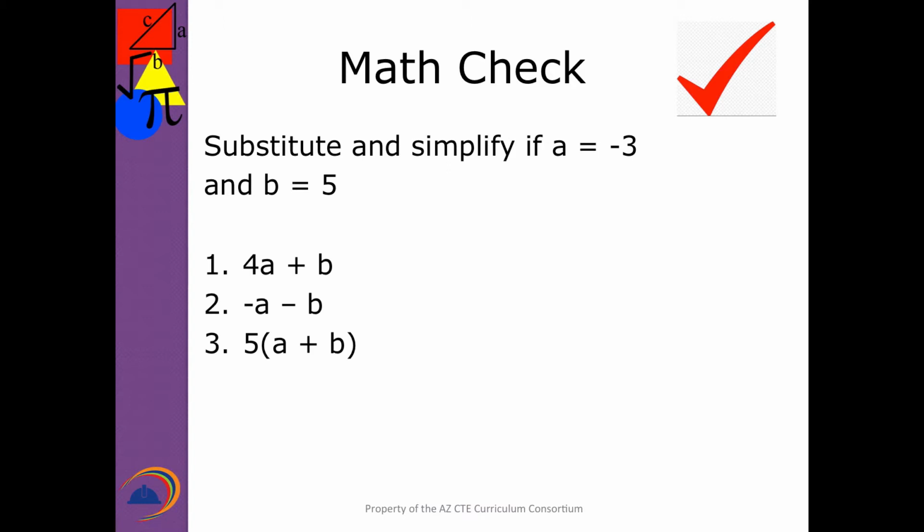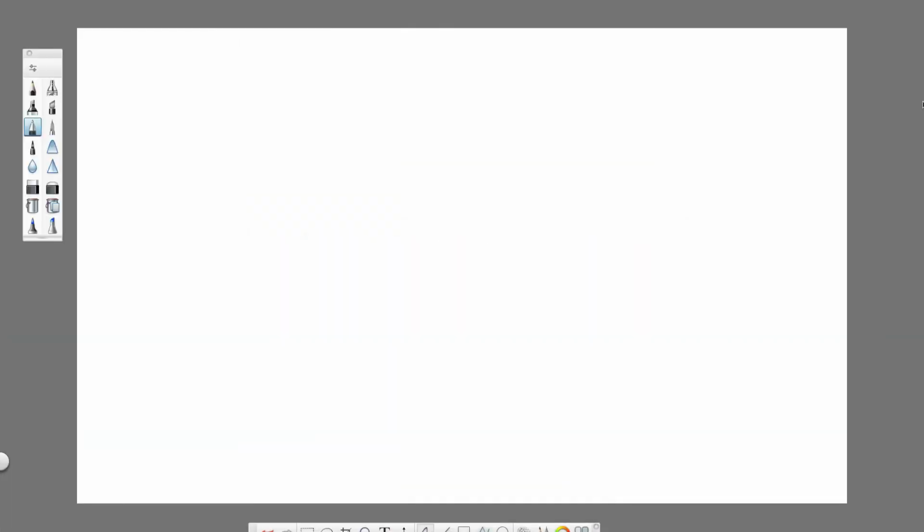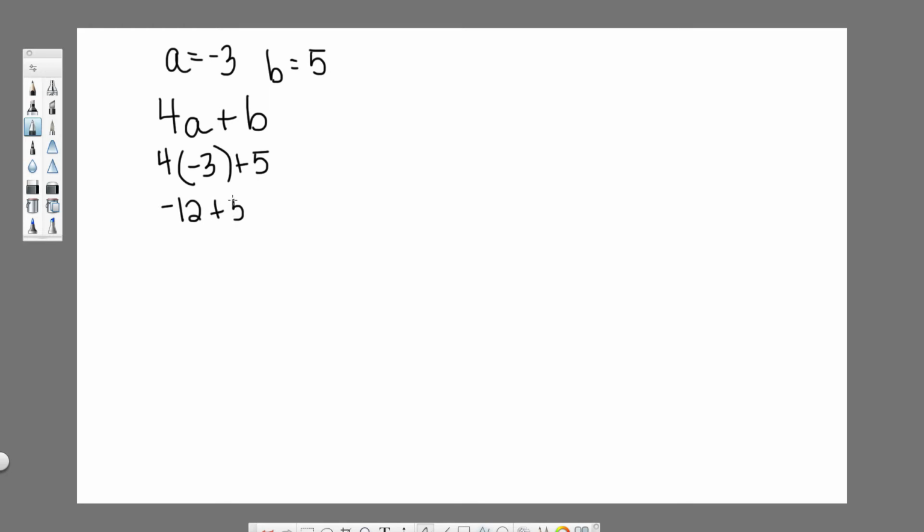Welcome back. Let's go to our slate and let's look at this. The first one says we want to take 4A plus B. All right, and it said A was -3. We've got to find the values to substitute in, and B was going to be +5. So every time I see an A, I'm going to replace it by -3. Every time I see a B, I'm going to replace it or substitute it with 5. So here we go, 4 times -3 plus 5. Remember, in order of operations, we multiply first, so 4 times -3 is -12. Now plus 5, and I got the answer of -7.